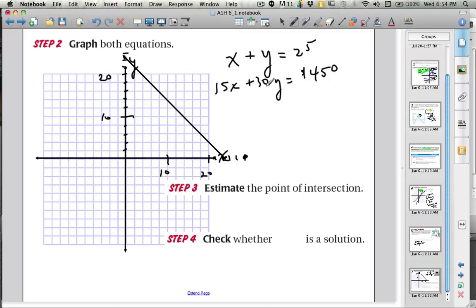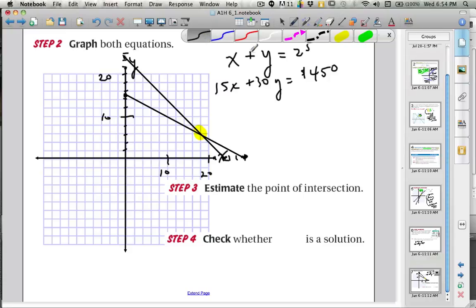And then when I deal with the y-intercept, I set x to be equal to 0, so I'll have 450 divided by 30, and that will be at 15. So here's 12, 14, 15 right there. Okay, and if I go ahead and graph that, it looks like that. Now, what it looks like to me is that my intersecting point is right here.